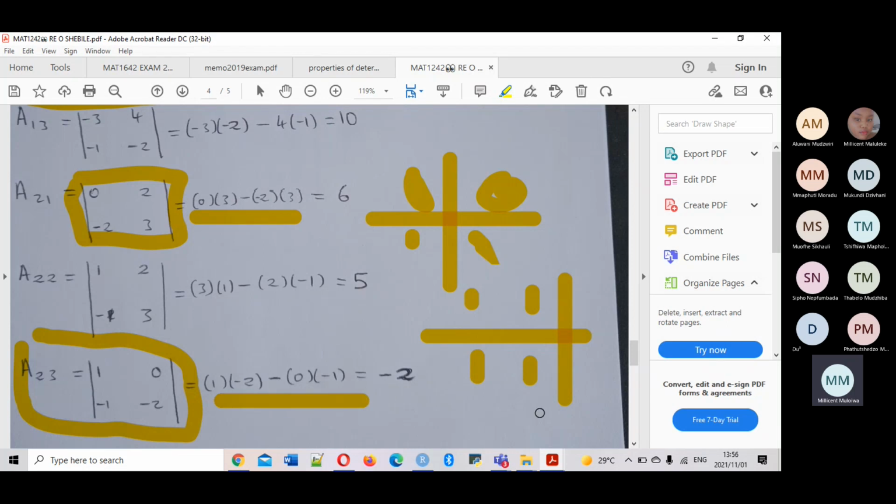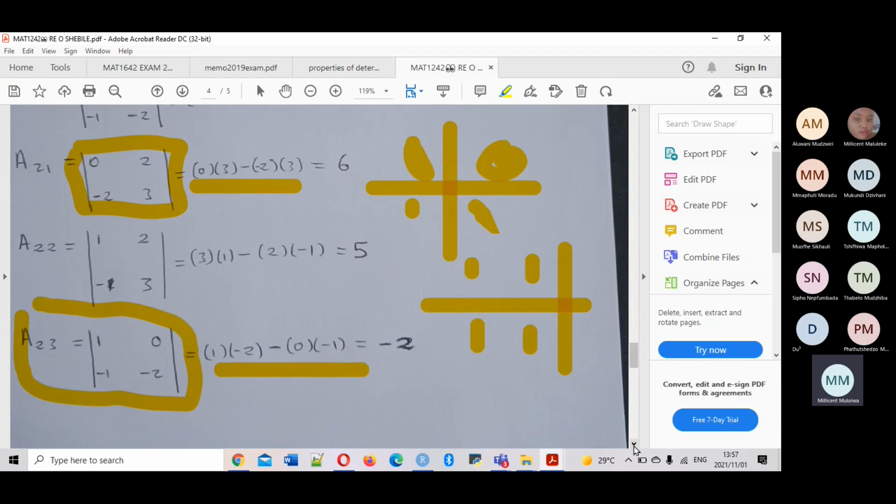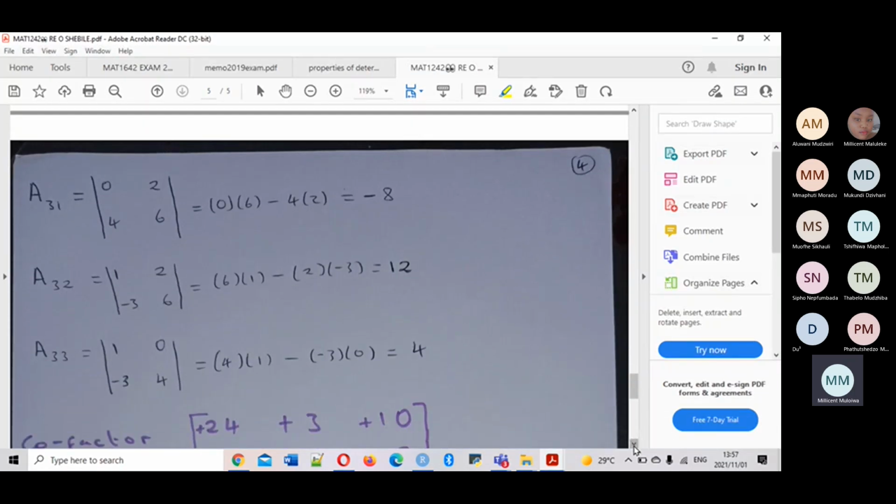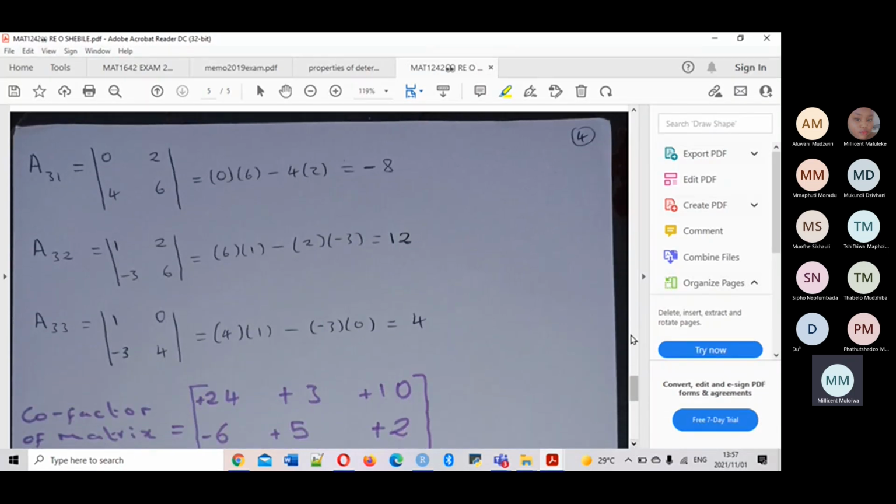So are you satisfied? Yes. Can I proceed? Can we proceed? Yes. So now we do the same to A31 now. We go to A31.